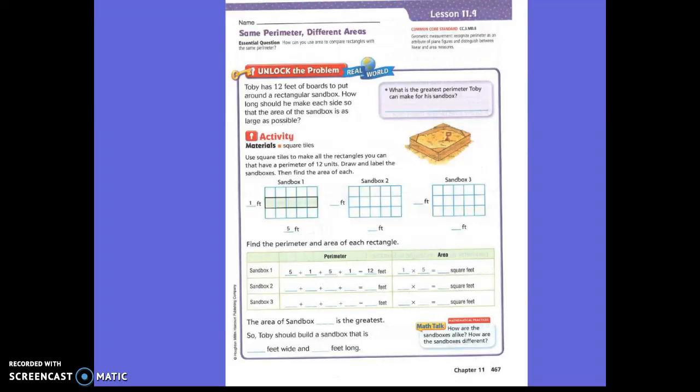Today we're going to compare areas of rectangles that have the same perimeter. Read the story problem. Toby has 12 feet of boards to put around a rectangle sandbox. How long should he make each side so that the area of the sandbox is as large as possible?